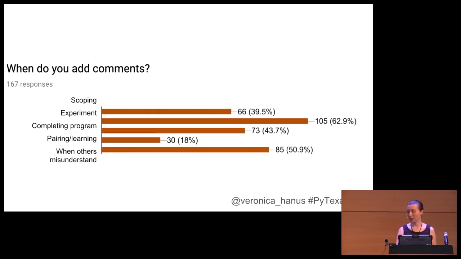And it goes on. So I asked, when do you add comments? Because remember, I had that long list of reasons for comments earlier that my newbie buddies were using. So I said, how about scoping? Do you have a to-do list in your comments? Does it help you experiment? Do you add them as you're completing a program? And a surprising number of people said, yes, it does help me experiment.